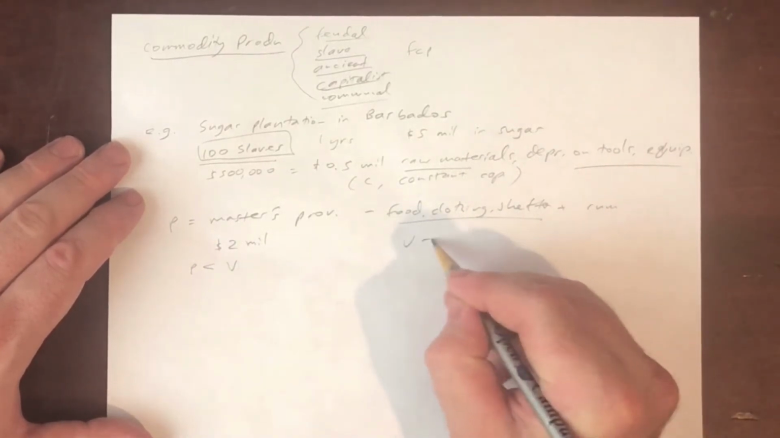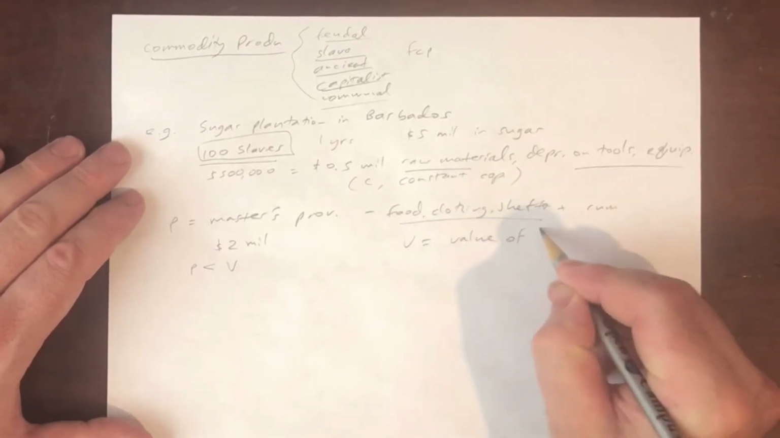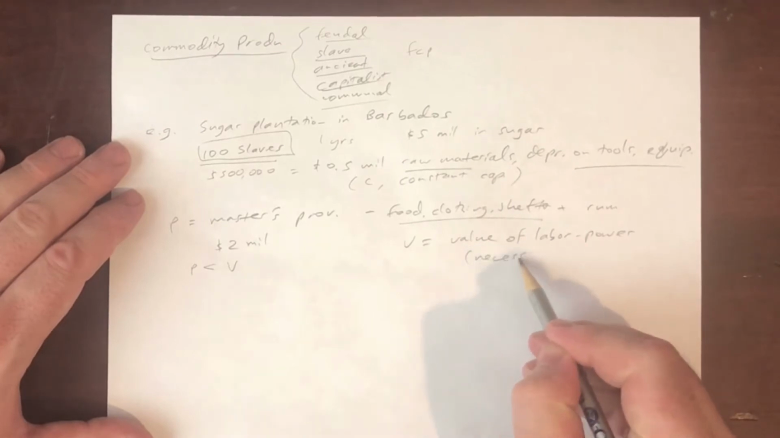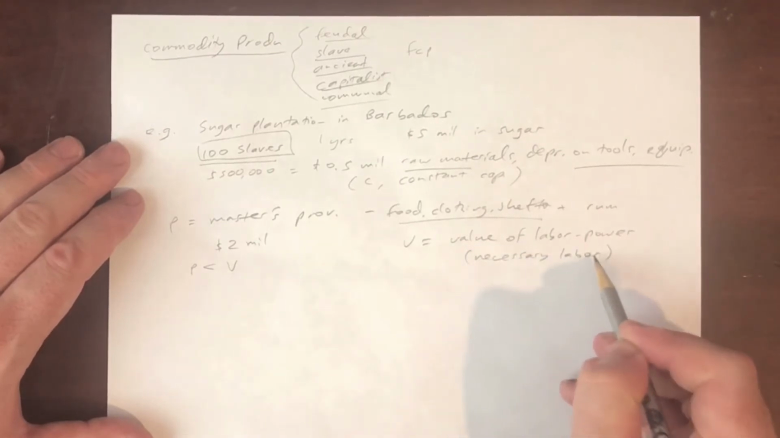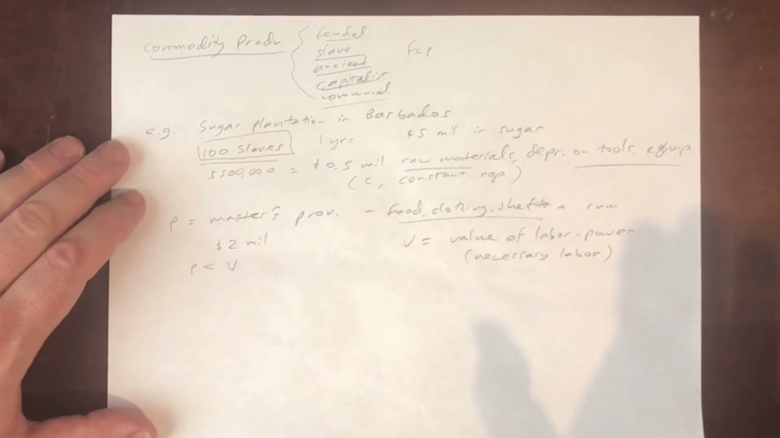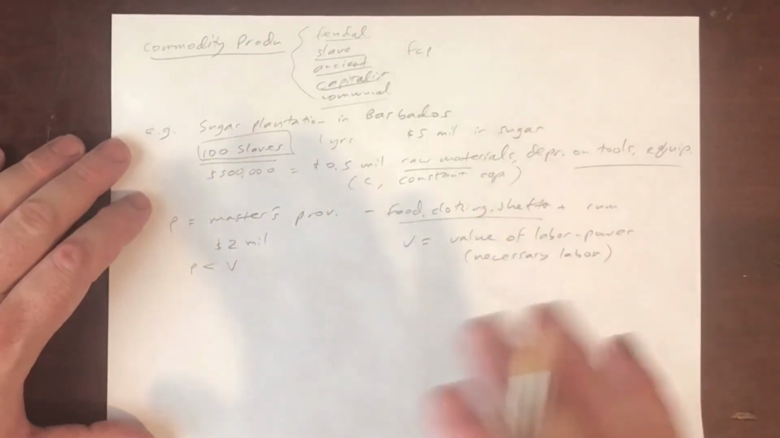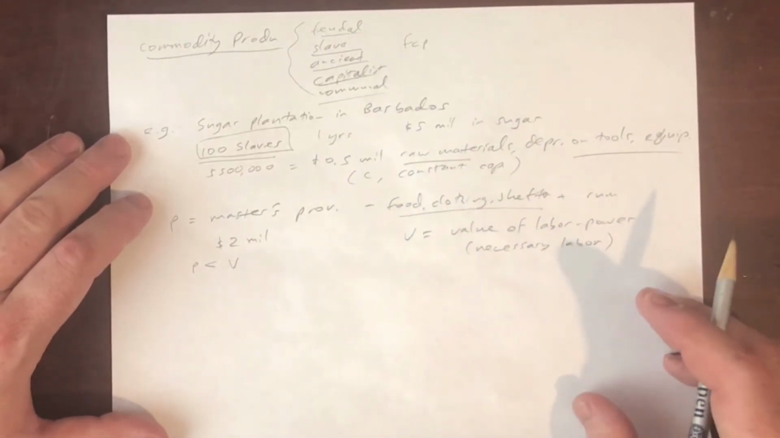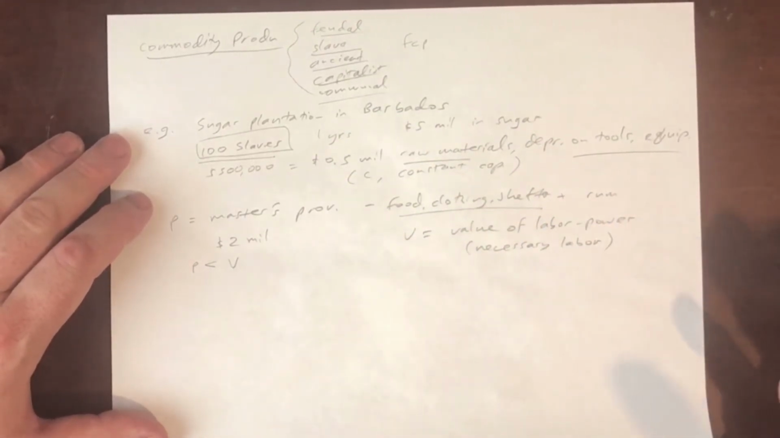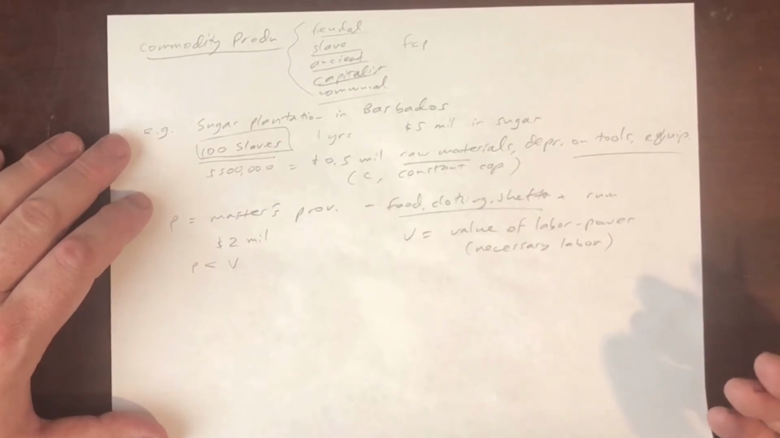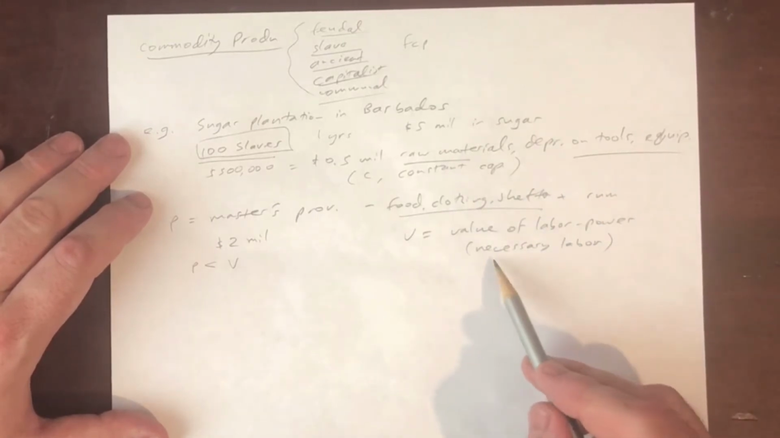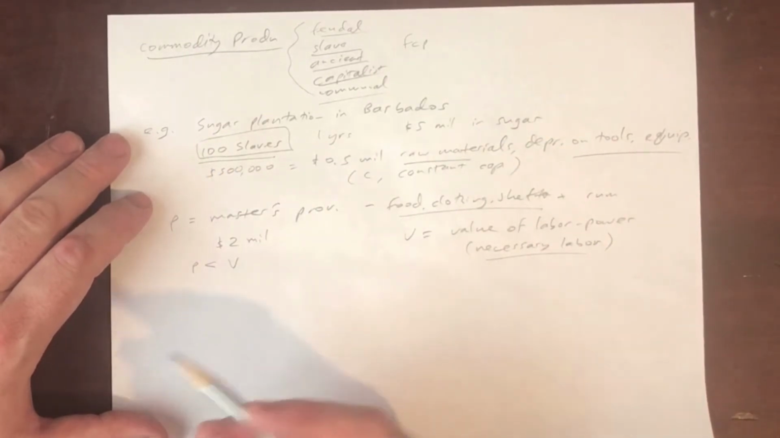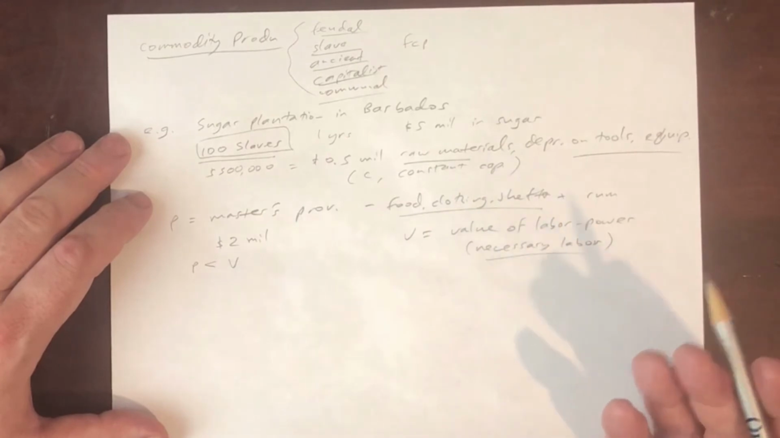So V is the value of labor power, and it corresponds to what is seen as the necessary labor. Now, given that slavery is just very different, and that the slave is seen as a different kind of person, an inferior type of person, that's a racist ideology that supports this. It might be that what is seen as necessary for slaves is less than what is seen as necessary for everybody else. But we could make an argument for that.